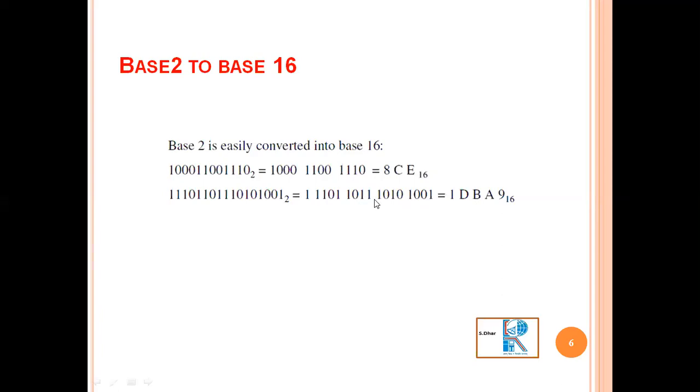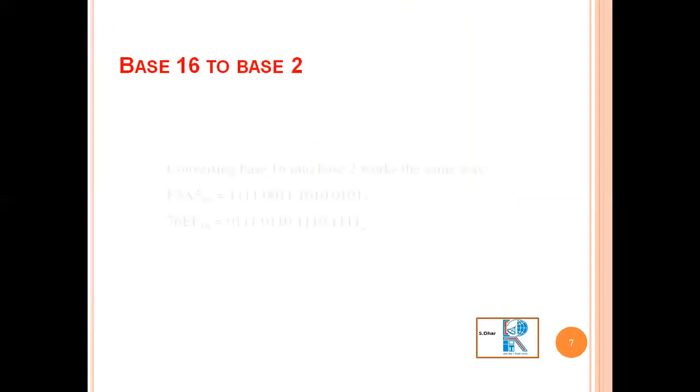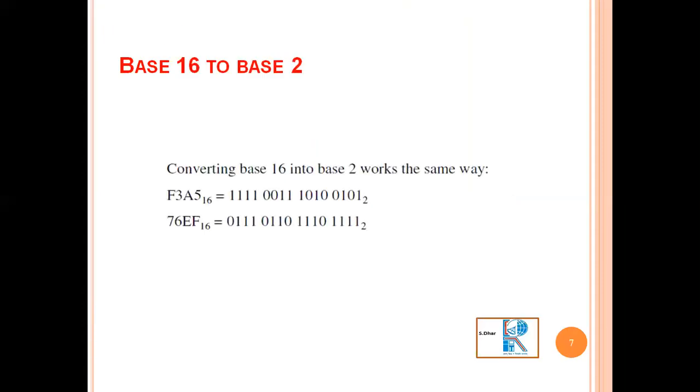So this is from base 2 to base 16 representation. Clear? Now base 16 to base 2, the same type of representation, very easy. Suppose this is A3F5, the hexadecimal code. We have to represent it in binary code. How to represent? You take 4 bits. That means F means 1111, 3 is 0011, A is 1010, and 5 is 0101. So this is the binary number corresponding to this hexadecimal code. Similarly, for 73EF, you can find out the base 2 number.